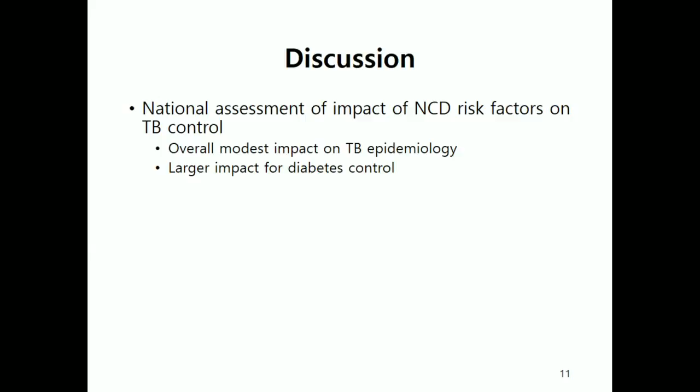And among the scenarios of single risk factor control, we found a larger impact of diabetes prevention, because diabetes prevalence is rising rapidly in Taiwan, especially in the elderly. And also in Taiwan, the TB incidence is relatively high in people older than 65 years old. So the effect of diabetes prevention would be more effective than the other two scenarios.